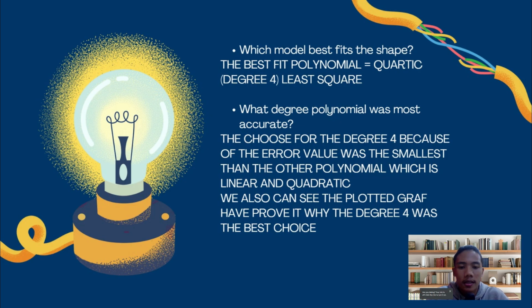We can also support this result by looking at the plotted graph shown on the slide. The degree 4 curve follows the data points more closely and matches the overall trend better than the linear and quadratic models. The linear model is too simple, while the quadratic model still does not fully capture the shape of the data. Therefore, based on both the error analysis and the visual comparison of the graph, we can conclude that the degree 4 polynomial is the most suitable model for this data set.